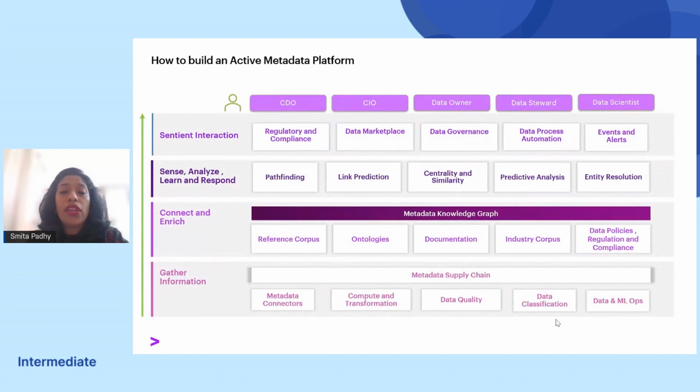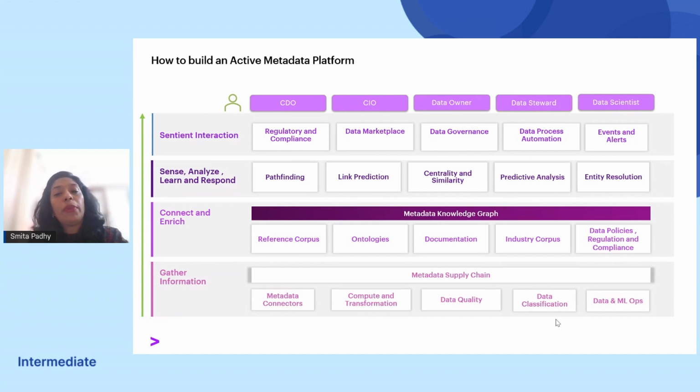So, how do we conceptually build this platform? We build this platform in 4 steps: gather information, connect and enrich, sense, analyze, learn, and respond, sentient interaction. Step 1: gathering information. Bring different types of metadata together using catalog connectors, crawlers, compute and transformation information, data quality information, data ops information. All these things can be brought together and ingested via metadata supply chain.